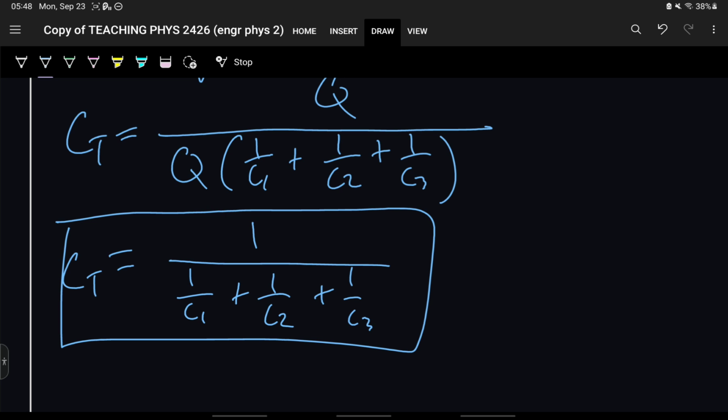So pretty much this equation shows that the total capacitance of capacitors in series is always smaller than the smallest individual capacitance because the reciprocals of the capacitances add together.